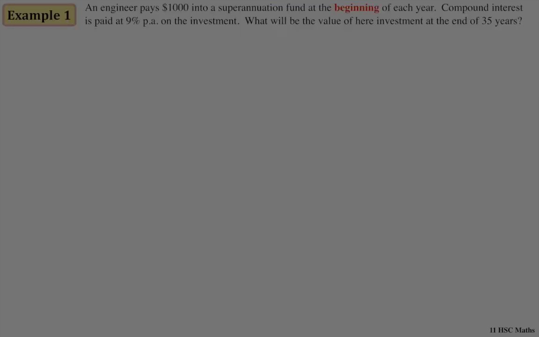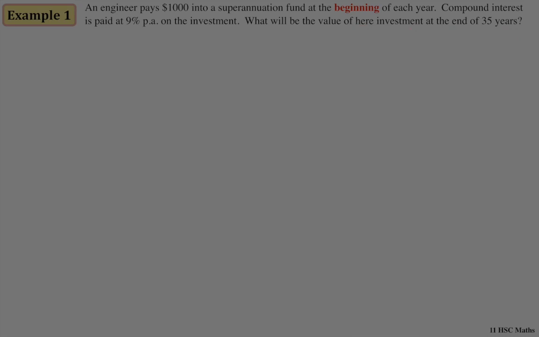So let's look at our examples. An engineer pays $1,000 into a superannuation fund at the beginning of every year. Beginning is in red. You'll see why when we do example 3. Compound interest is paid at 9% per annum on the investment. What will be the value of her investment at the end of 35 years? That should be "her", so that's just a typo there.